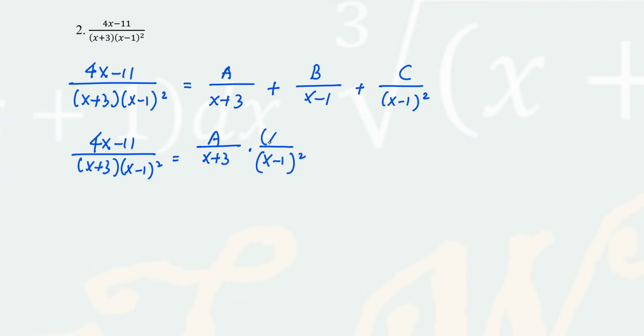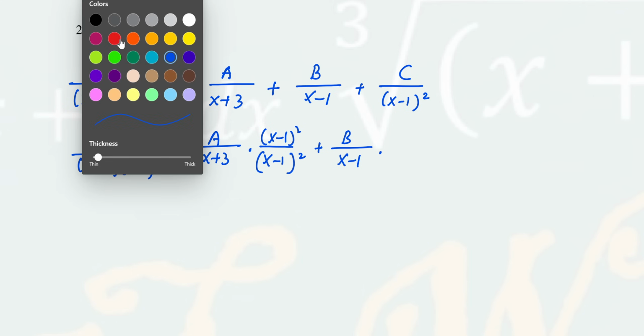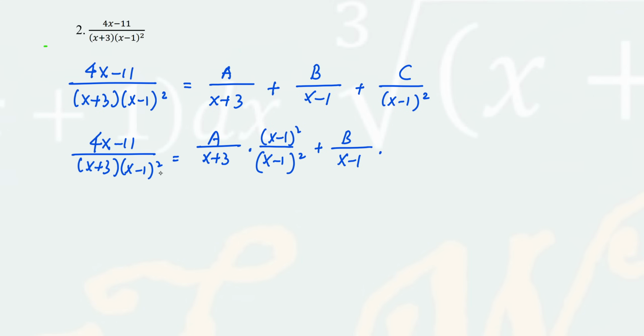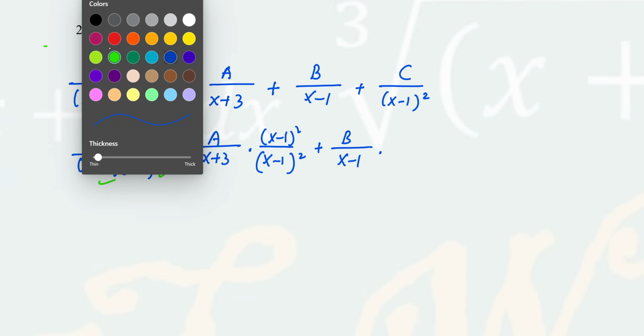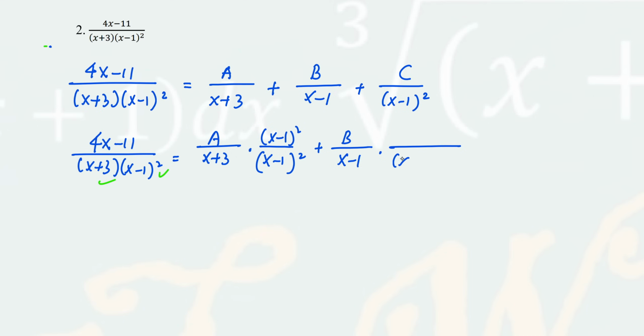So I need to times with square of x minus 1. Okay, and for the second term, I have x minus 1. So now when you compare, I have x minus 1 degree 1. That means here I need another degree 1 and I need to times with x plus 3. So which means I will have x plus 3 and x minus 1 plus c over x minus 1 squared. So times with, now the x minus 1 squared is given, so you need to times with x plus 3 now.